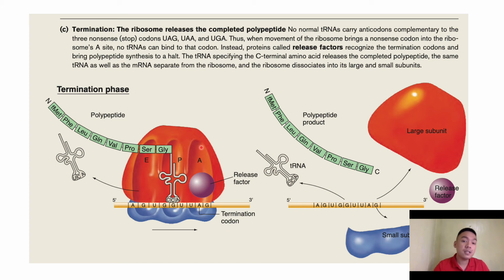The tRNA specifying the C-terminal amino acid will release the completed polypeptide chain, and the same tRNA as well as the mRNA will separate from the ribosome, and the ribosome will dissociate into its large and small subunits. So these are free floating in your cytoplasm. Then they will be digested by the lysosomes of your cell.